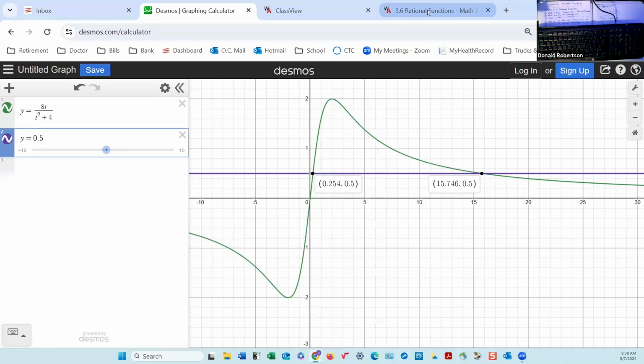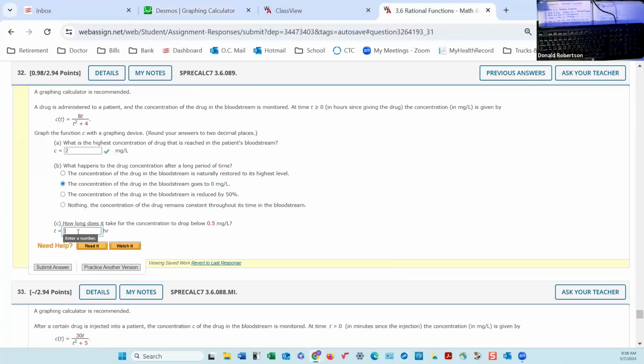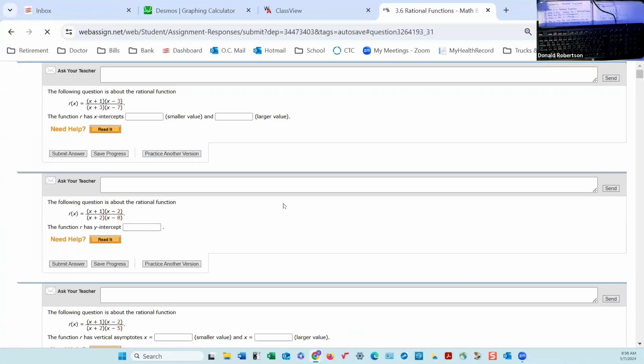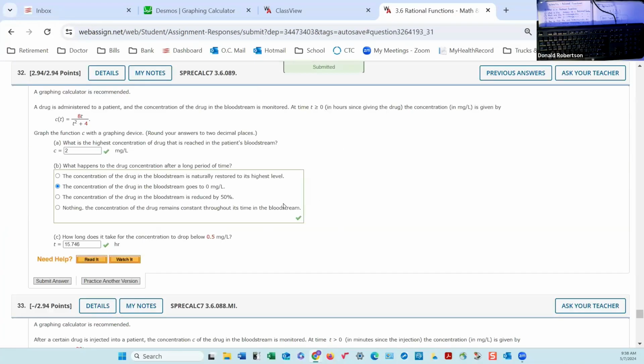15.746. Submit. Hopefully that is more than enough accuracy. There we go, we got it.